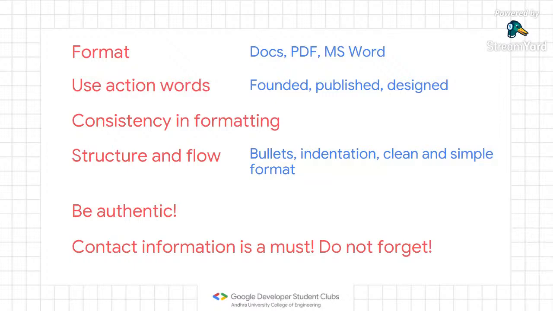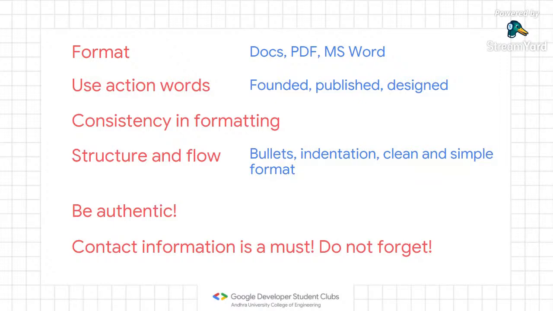And then use action words. What are action words? These are words that really add value and make your resume look stronger, like founded, published, designed, or stuff like that. They add more value than just writing formed an organization, or was a part of an organization, or built an organization. If you just say I founded an organization which does so and so, that would add much more value.